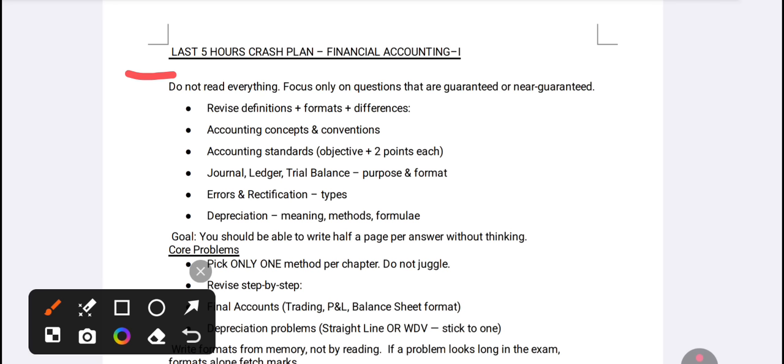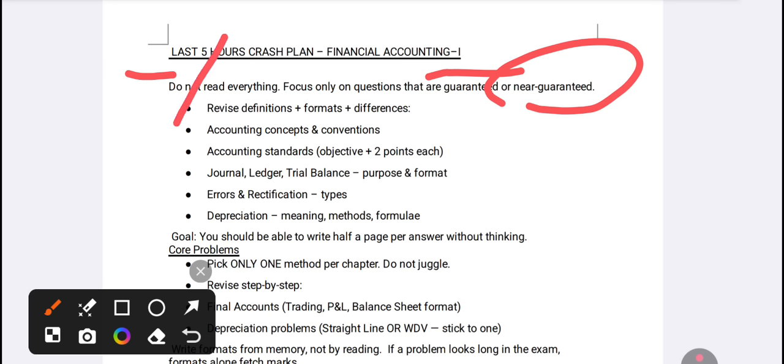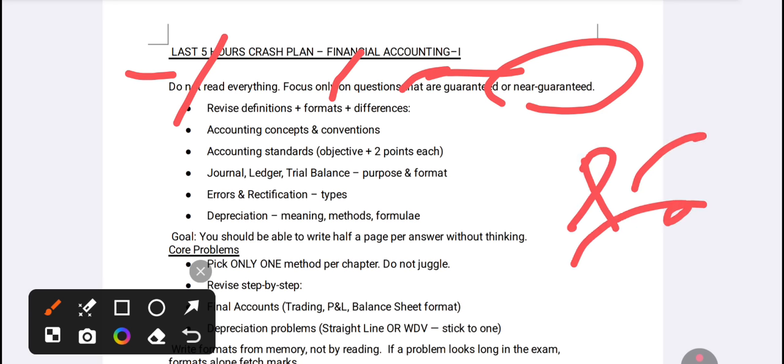You need to focus only on the guaranteed questions, not the near-guaranteed questions. In our previous videos I gave the top 10 theory questions and the top 6 problem methods. Just be perfect with whatever you have completed. Revise the definitions, formats and differences, like the format of the 3 column cash book, journal entries, trial balance and final accounts.